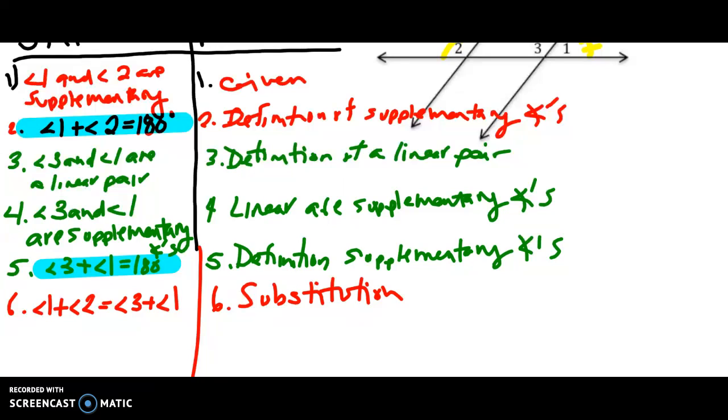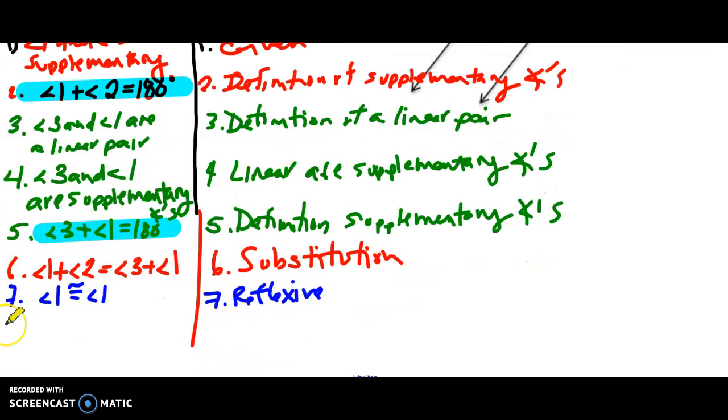Alright, what are we basically trying to get at here? We're trying to get at angle 2 and angle 3 are the same. Right? Well, notice I have angle 1 on both sides, so I'm going to say that angle 1 is congruent to itself, and that is our reflexive property. Okay. So I've said angle 1 is congruent to itself. I've set these two equations equal to each other.